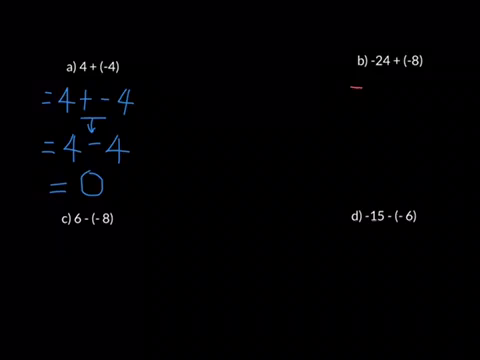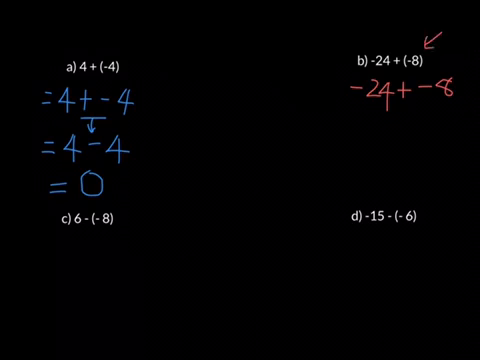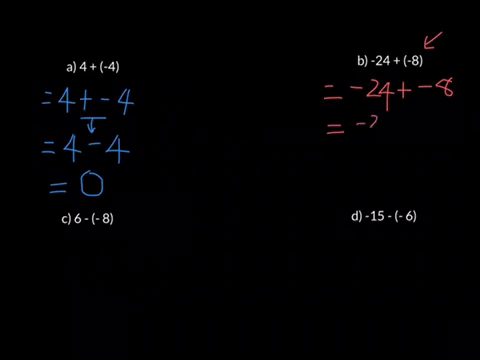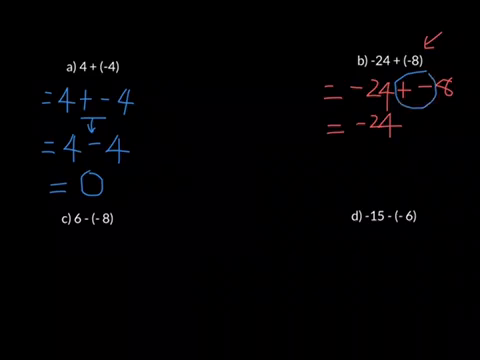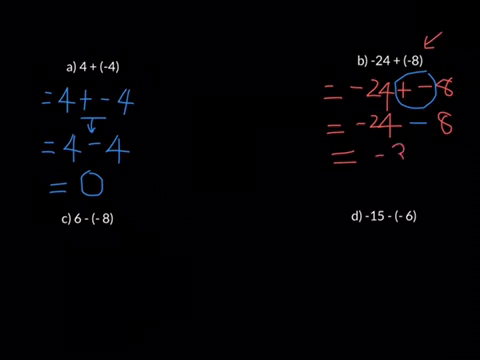The next one is negative 24 plus negative 8. Or you can always simply leave it as is. So negative 24 will stay the same, but you'll see again that we have a positive and a negative together. So that means we're going to turn that into a negative. So negative 24 take away 8. If we're at negative 24 on the number line and we take away a further 8, we're going to go further into the negatives. So the answer to this question is negative 32.